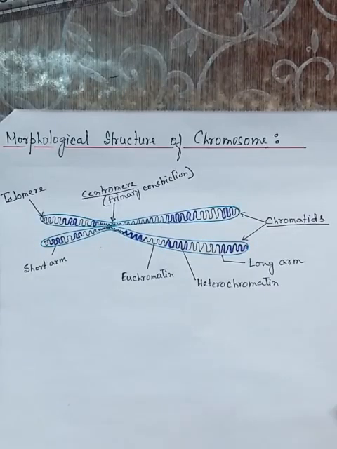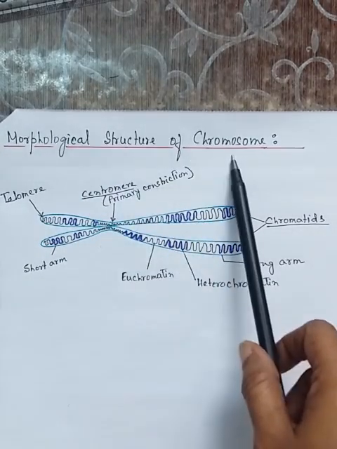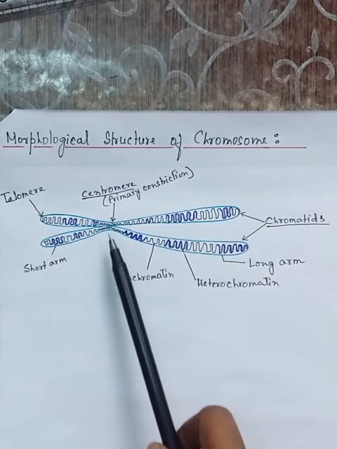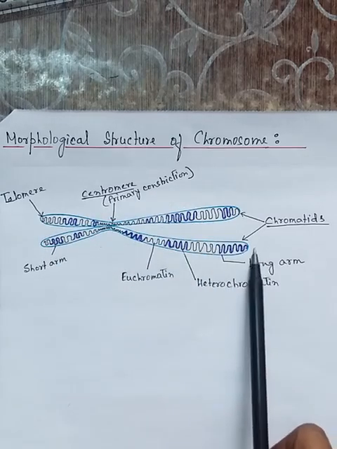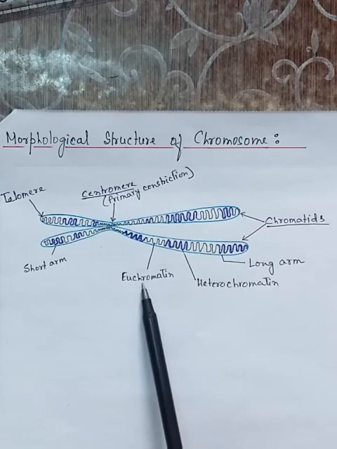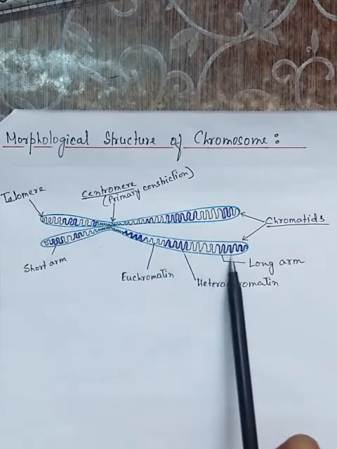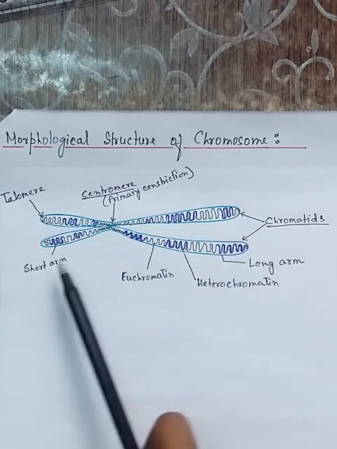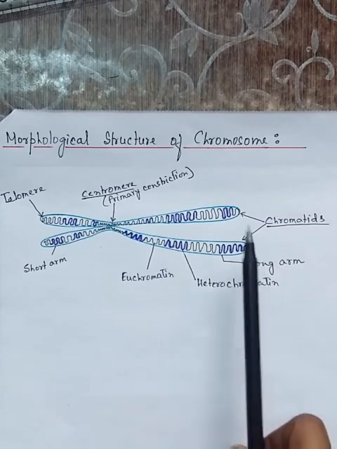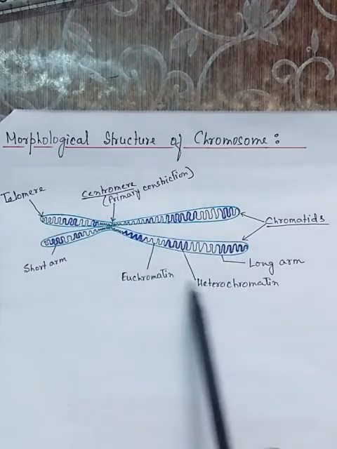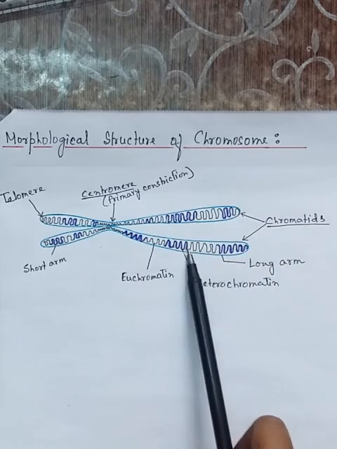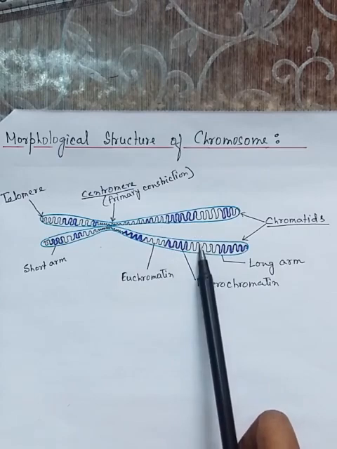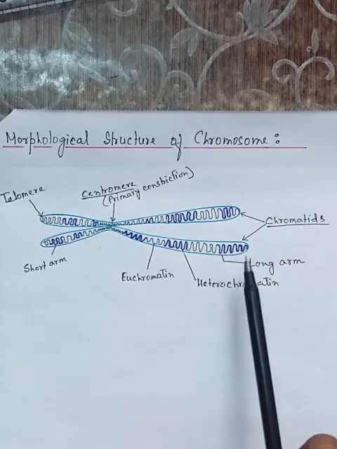Next we will learn about the morphological structure of the chromosome. Now if you see under a high power microscope, this is a single chromosome. One single chromosome is made up of 2 separate threads. They are called chromatids. So this is a single chromatid, this is another chromatid. 2 chromatids of the same chromosome are called sister chromatids. So you can see the sister chromatids are present here within a single chromosome.